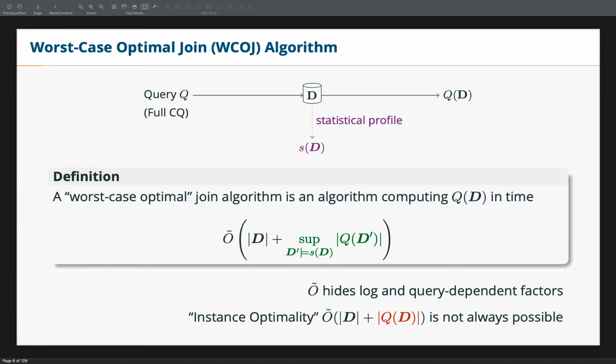Is there any intuition for, like, in practice about how much worse is worst case optimality versus instance optimality? Like, are they closely related, or are they completely different? They can be extremely different.